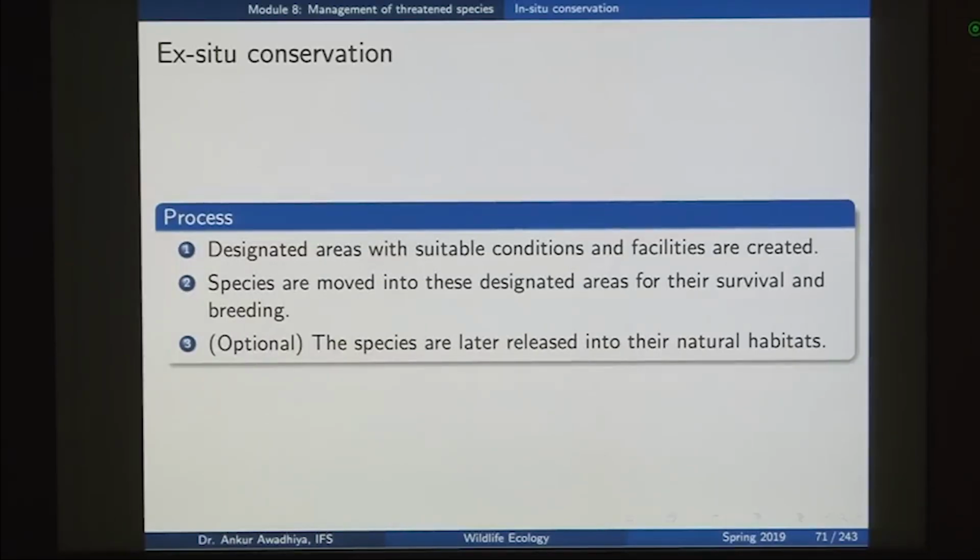You create facilities in terms of veterinary care. What are those designated areas in your zoo where if an animal is suffering from a disease, you can take it out and give it some amount of veterinary treatment.